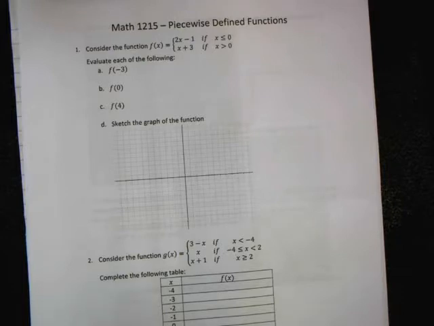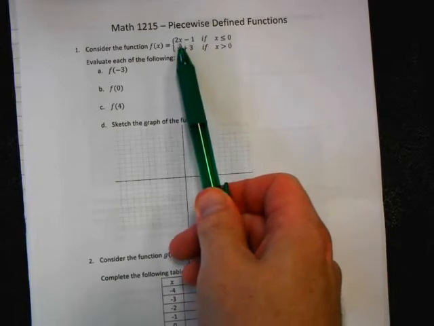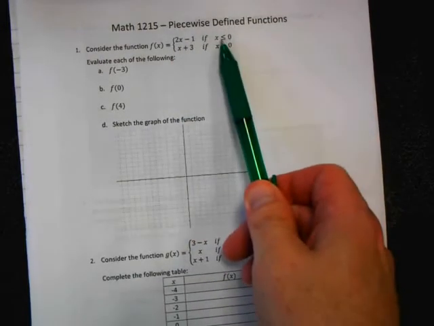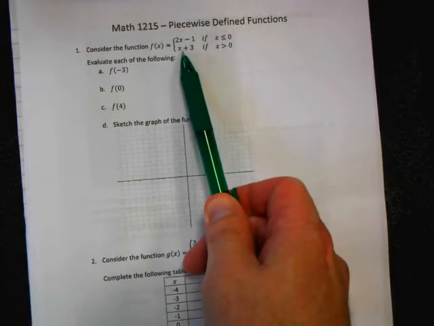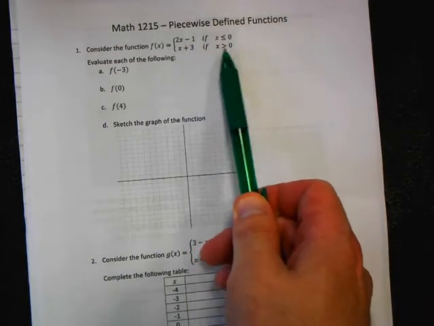The domain is the set of x values. That's exactly correct. What's the range? The set of y values. Okay, so this function is going to be the line 2x minus 1 anytime your x value is less than or equal to 0. Conversely, it's going to be the line x plus 3 when x is a number bigger than 0.